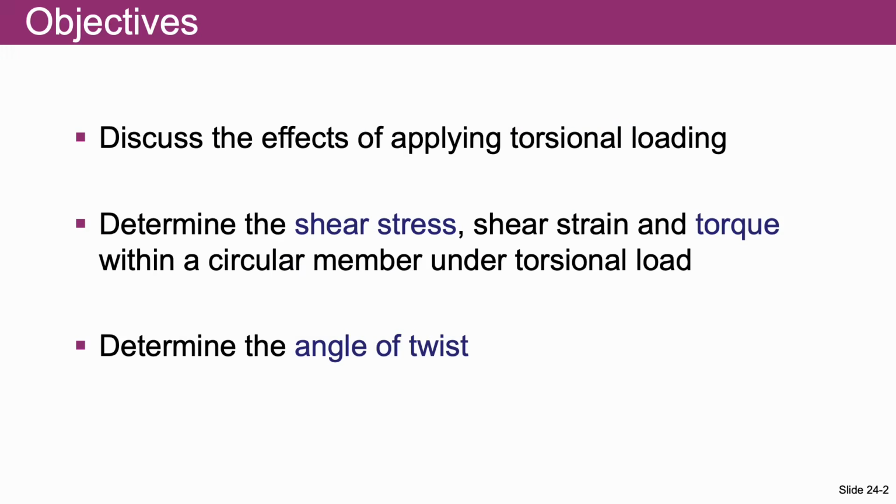Our main objectives in this lecture will be as follows. First, we will discuss the effects of applying torsional loading to engineering structures, and naturally, particularly to circular shafts. And then we will learn that the type of stress in torsional loading is actually the shear stress. For this reason, we will determine the shear stress, shear strain and torque within a circular member which is subjected to some torsional loading. And we will learn how to determine the angle of twist of a circular shaft which is subjected to torsional loading.